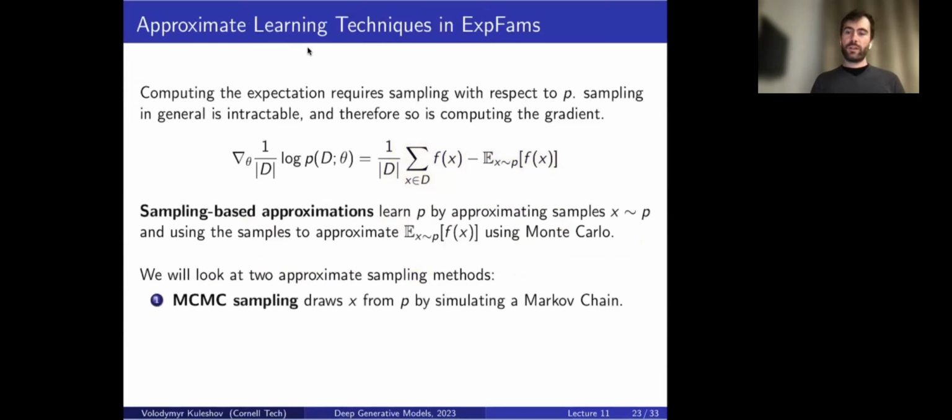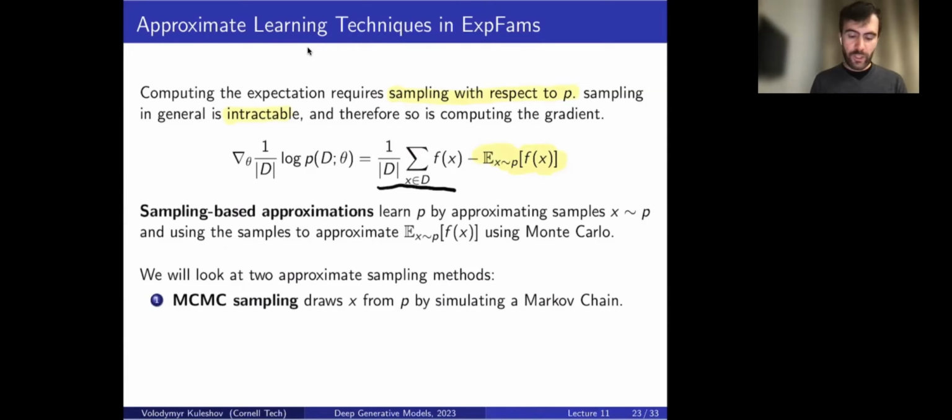But this still has a problem. The first term here is easy. This is just the average of a function over our data set. That one we can compute easily. What's challenging is to compute this term. We have a formula for the gradient, but computing the second term, which I highlighted, is challenging, because it requires either sampling or inference or taking an expected value with respect to p. That's in general intractable, and therefore computing the gradient is also intractable.